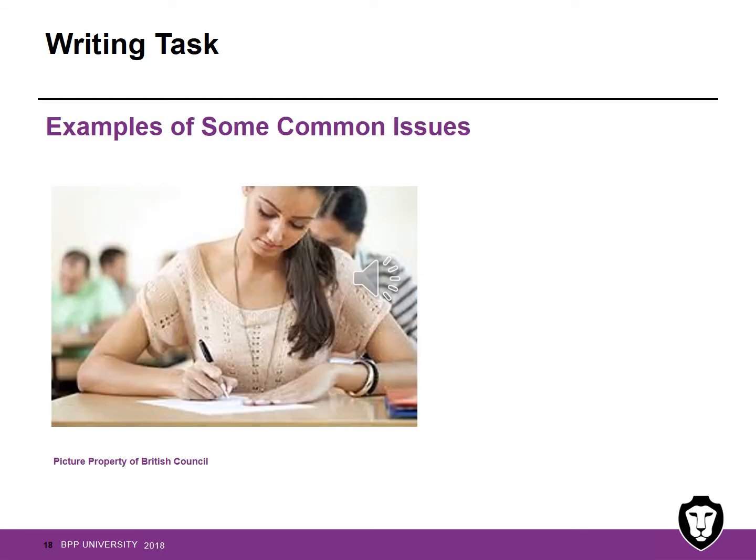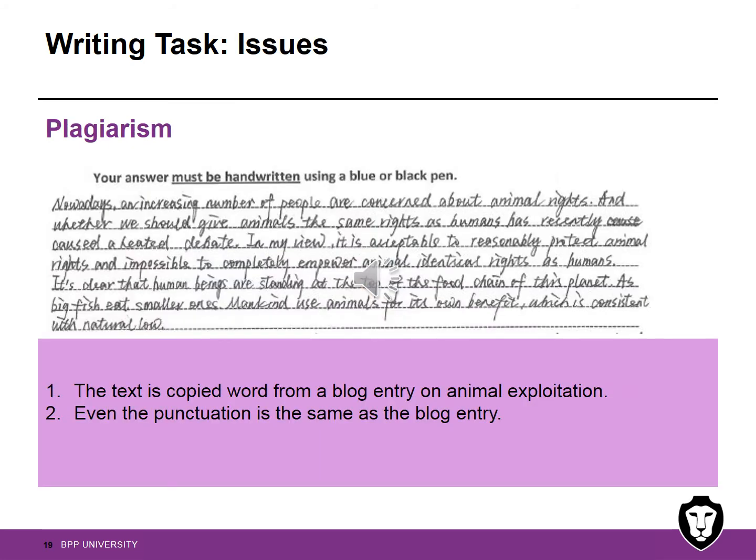Okay, so here's some examples of some common issues affecting the writing task. So, in the first example, the student copied the text word for word from a blog entry on animal exploitation. Even the punctuation is the same as the blog entry. So if we read it, you can already tell, really.